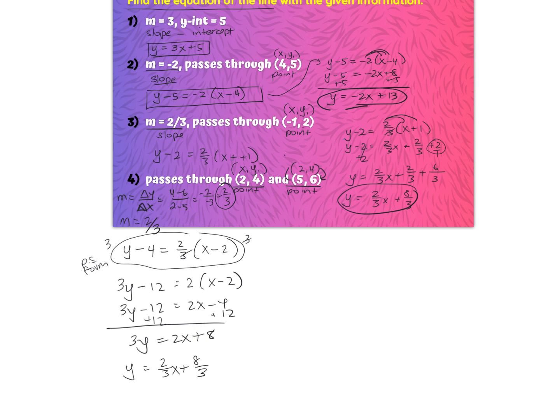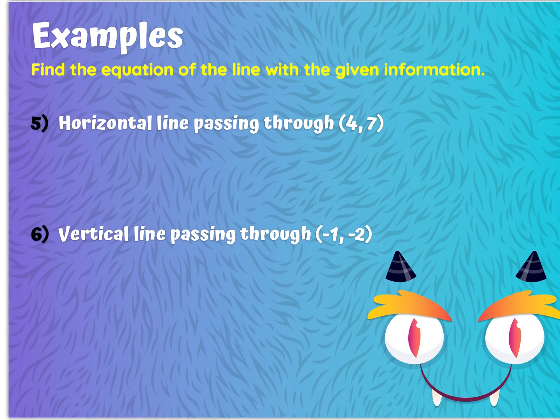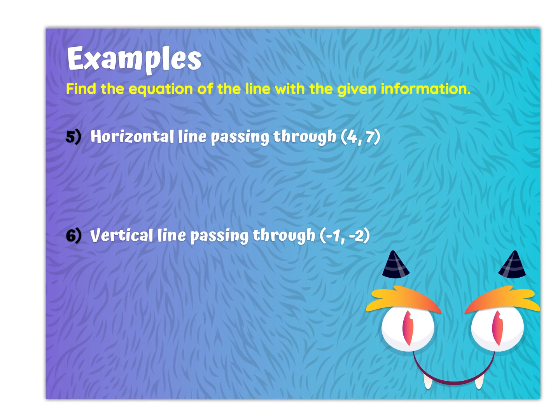So I know it's weird. The answer ends up being the exact same as the other equation, but I assure you that these are 2 separate problems. Okay, so now it says find the equation of a line with the given information.